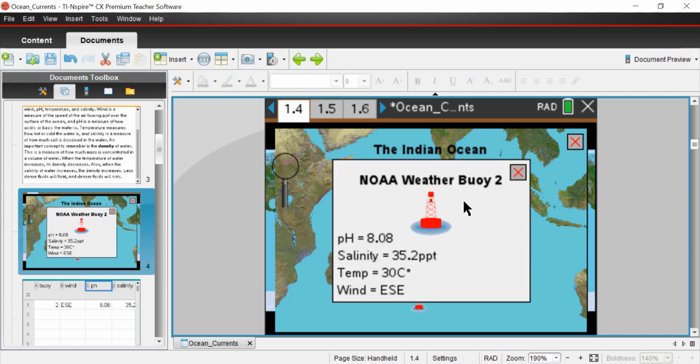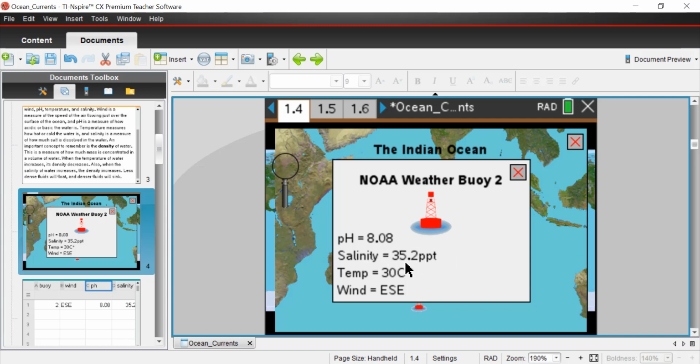This one's NOAA Weather Buoy number 2. The pH is 8.08, and for reference, pure water has a pH of 7. It's said to be neutral. Things that are acidic are below 7, and things that are basic are above 7. So this part of the ocean has a slightly basic pH.